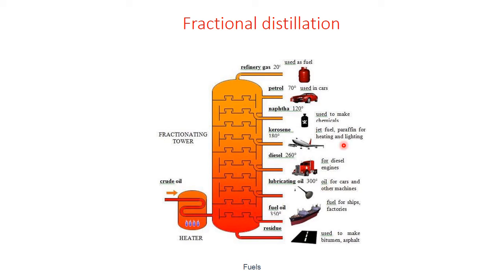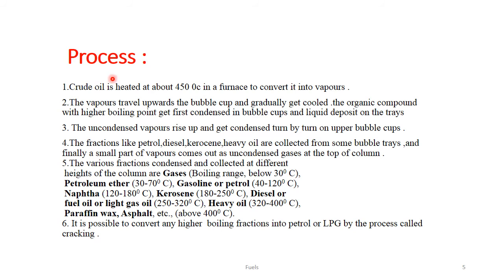So if you see here, the uses of all these fractions are given: lubricating oil is for cars and other machines, diesel is for diesel engines, kerosene is for jet fuel, paraffin is for heating and lighting purposes. So the same process I explain here also.